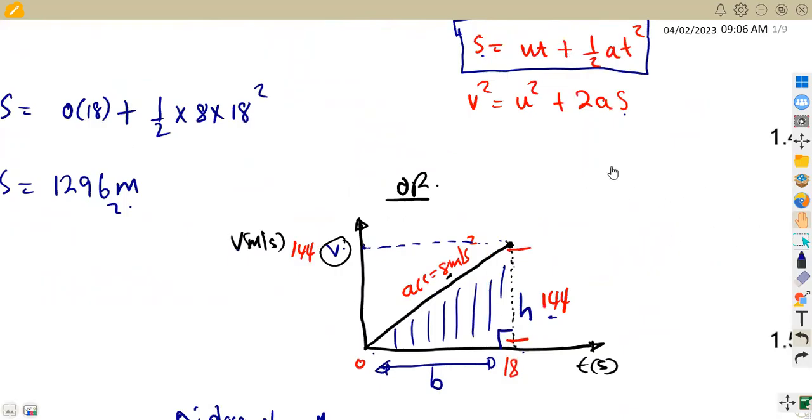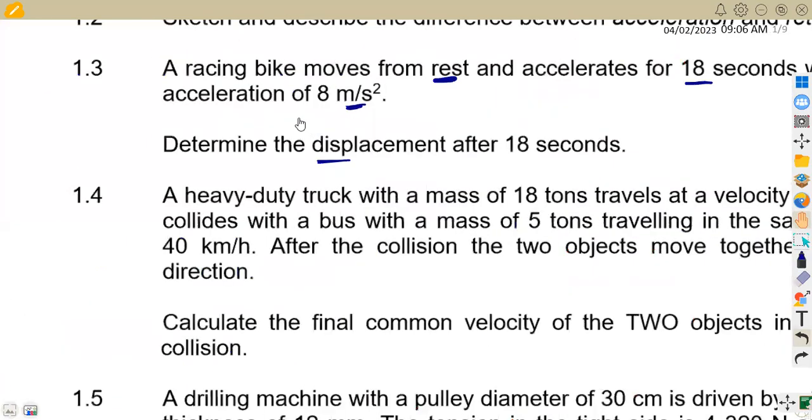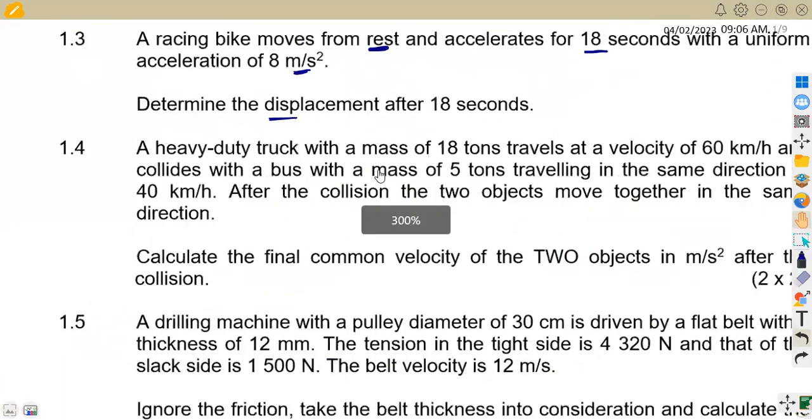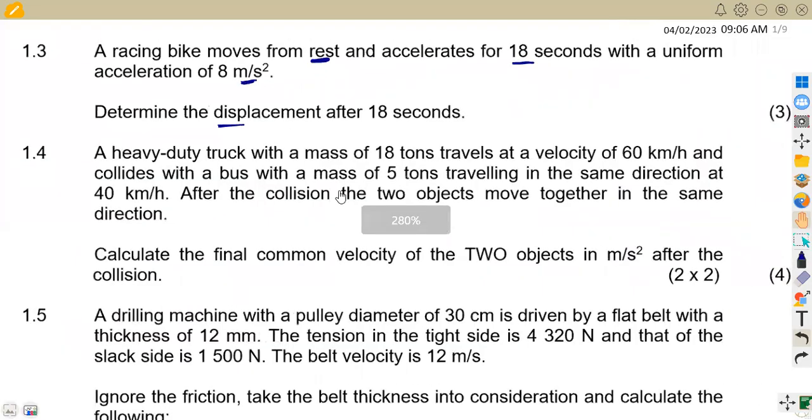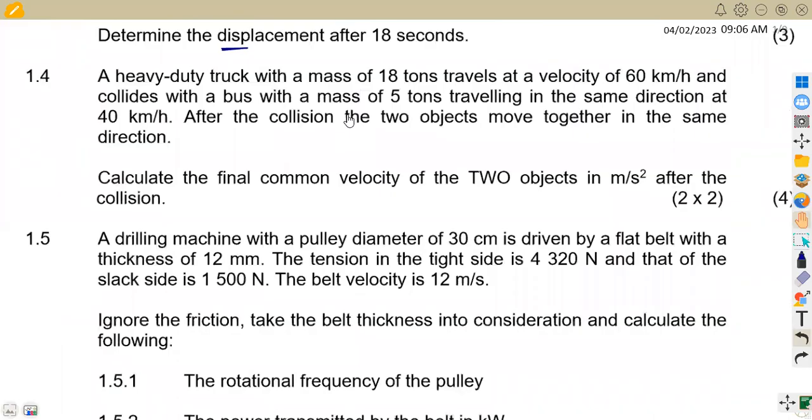All right, so let's check another part of the question, which is 1.4. How many marks was this question? Let's check here. It was 3 marks. So 1.4, we are given that a heavy duty truck with a mass of 18 tons travels at a velocity of 60 kilometers per hour. That is the initial velocity.